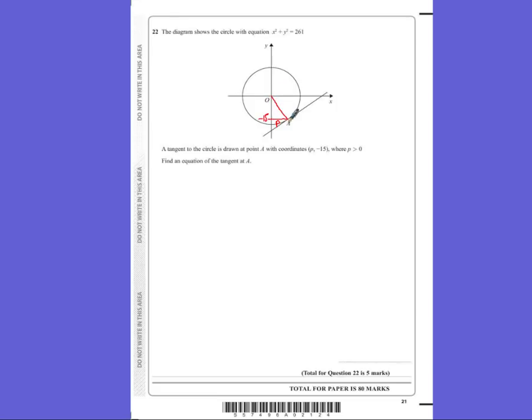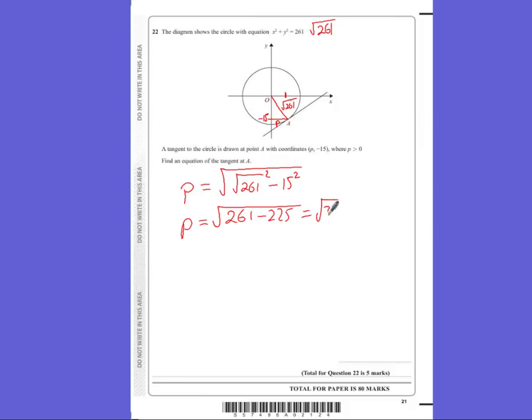And we do know this length here, because the radius of this circle is going to be the square root of 261. Now the square root of 261 is 16 point something, but I'm just going to leave that as the square root of 261. So to work out p, which will give us this coordinate, we would do the square root of the hypotenuse squared, take away the 15 squared, and square root it. So to work out p, we do the square root of 261 minus 225, and that will give us the square root of 36, which is just 6. So this value here must be 6. So A is at 6, minus 15.